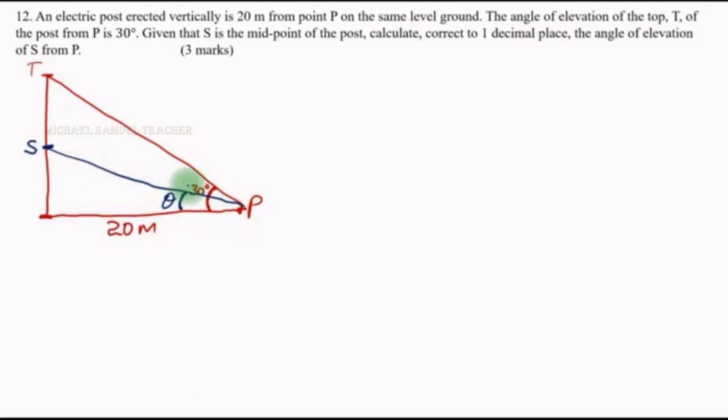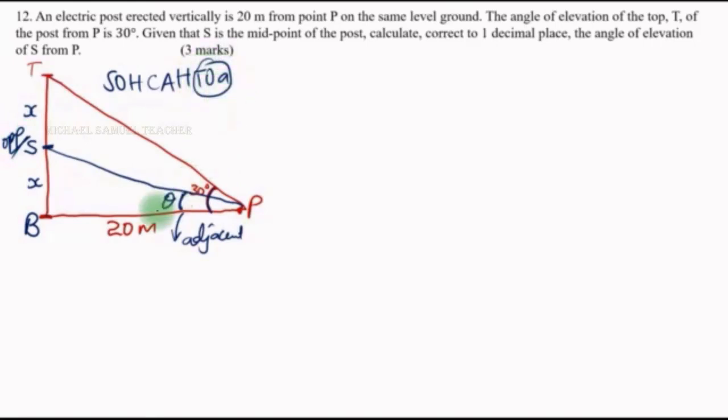Something which is also very important: let me call this the bottom of the electric post, B. Since S is the midpoint, let me say that TS is X, therefore the other part BS will also be X. S is the midpoint, so it divides the post into equal parts. I'm not interested in the hypotenuse. If we consider this angle, BP is the adjacent and this is the opposite. So I use tangent, which is opposite over adjacent.